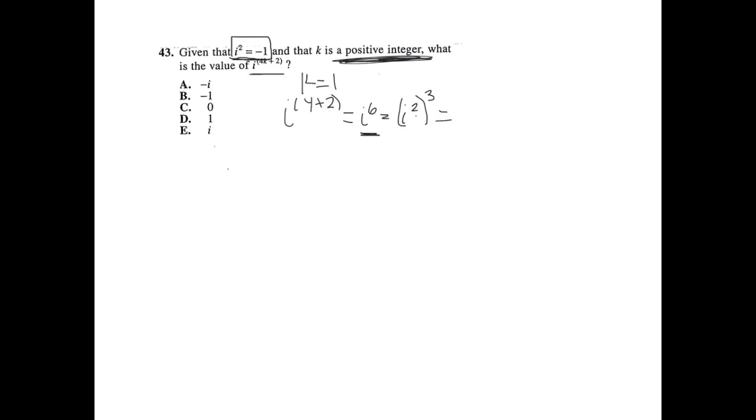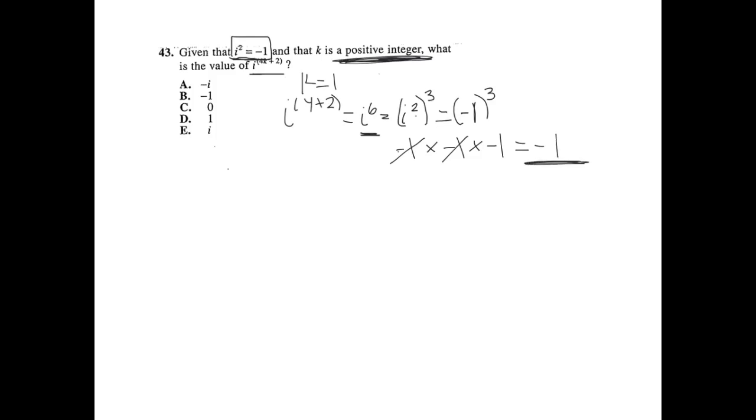And that helps us to simplify this a little more. So if i squared is equal to -1 like they told me, I can just put -1 in right there and raise that to the power of 3. So if we do this the long way, we'll do -1 times -1 times -1, which -1 times -1 is equal to 1, so those two cancel, and we're just left with a -1.